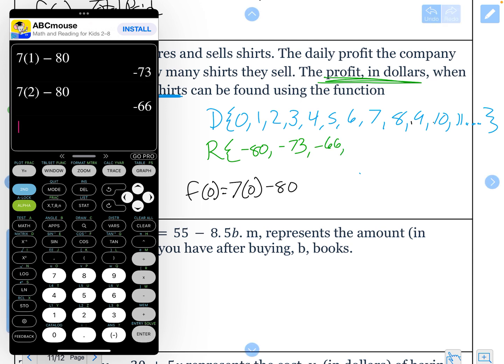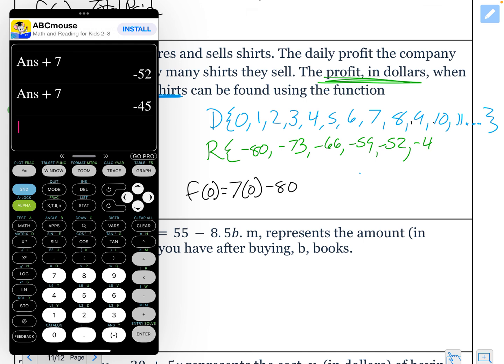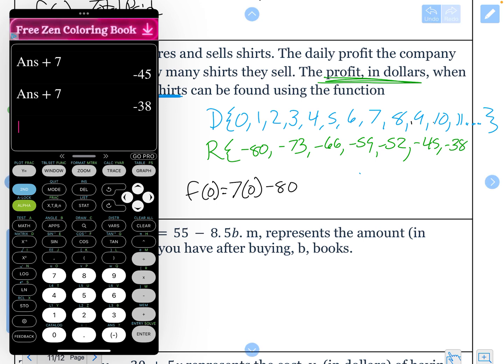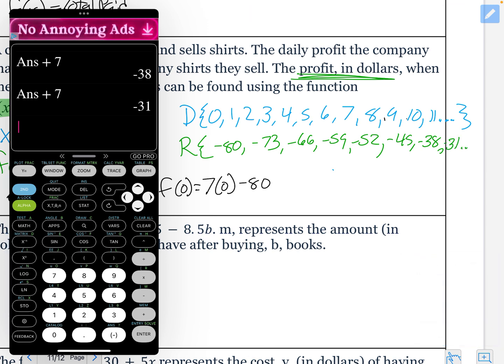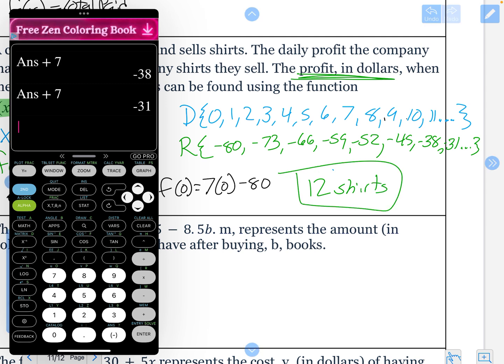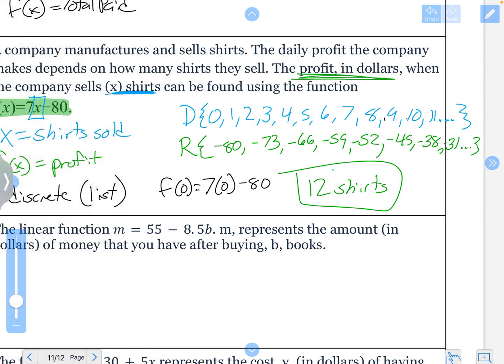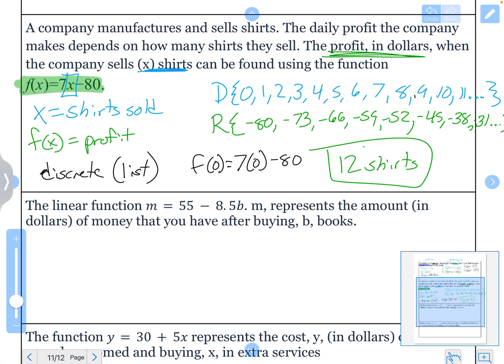And then what I've noticed real quick is we're just adding 7 every time. Minus 59, plus 7, minus 52, plus 7, minus 45, plus 7, minus 38, minus 31, and so on and so forth. It's going to take them 12 shirts sold before they make money. Because if you plugged in 12 for x, that's when you'll get above that $80.